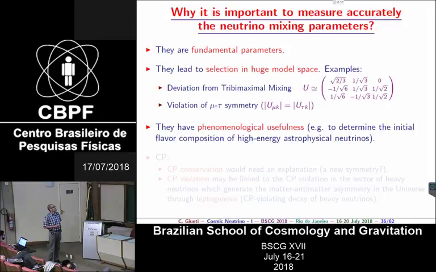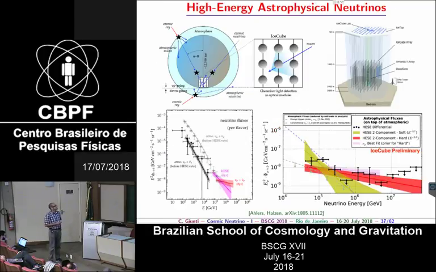So it is applied to the determination of the initial flavor composition of high-energy astrophysical neutrinos. Now I have some slides on the high-energy astrophysical neutrinos, which is a very interesting and hot topic, because maybe you heard just last week that the IceCube collaboration and other experiments announced the first observation of astrophysical neutrinos coming from a faraway galaxy in connection with observation of gamma rays from the same galaxy. So they could identify a source in a faraway galaxy which can produce both neutrinos and gammas.